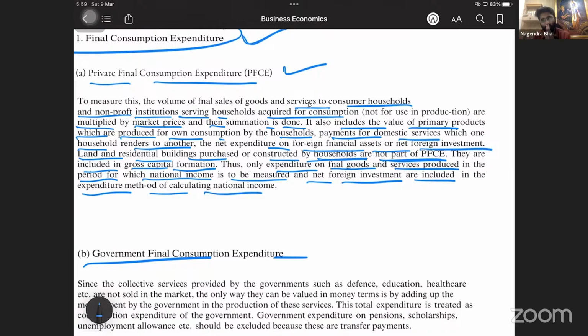So basically, sir, what is the point here? Final consumption: anything that we have purchased for final consumption will be included. But it will not include anything that you purchase for construction, building, land, foreign investments, or financial assets. Don't include that. Why? Because it is capital. It will be included in capital formation.